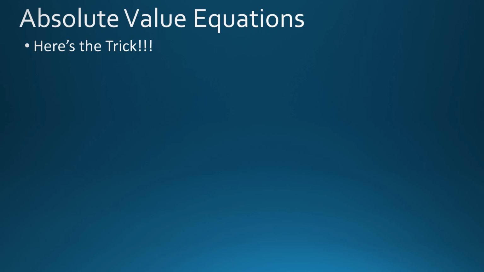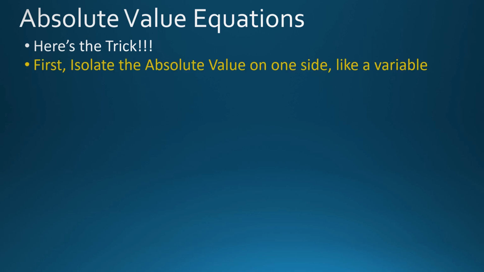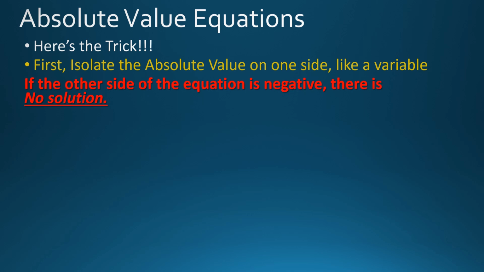So here's the trick. First, you're going to isolate the absolute value on one side of the equation, just like you would for a variable. Now, if the other side of the equation, once you've isolated it, is negative, there is no solution. There's no scenario where an absolute value will ever be negative.